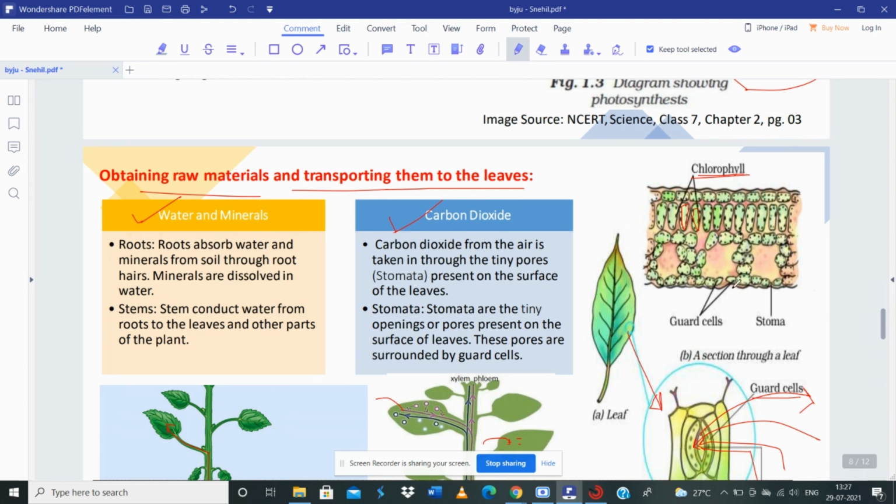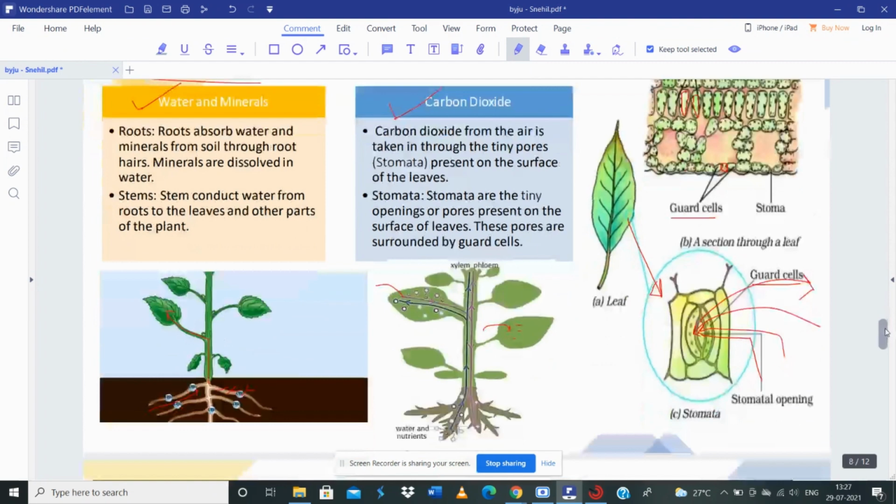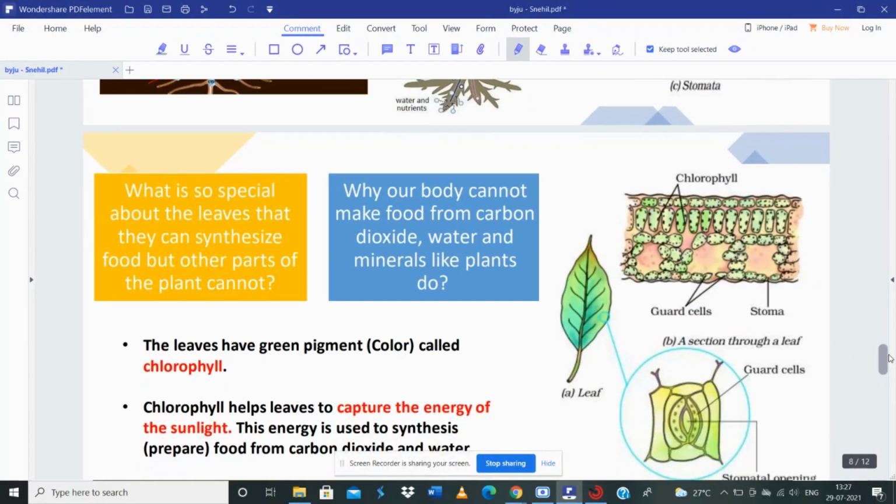Okay, and now here you can see a small opening. You can see this opening, right? This is stomata, and the two cells around it are guard cells, which guard the opening and closing of stomata. Okay, now let's proceed further.